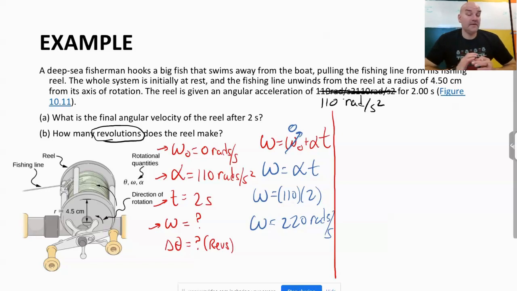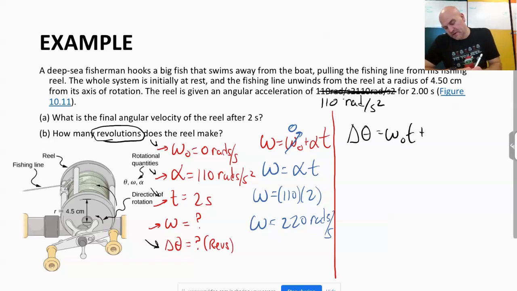Now we could use that if we want to, or we can simply assume that this is wrong and move into a separate equation. So in the second one, I have omega 0, alpha, t. Now I'm looking for delta theta. So what are we missing that we don't care about? In this case it would be final velocity. So what equation am I going to use? The only equation that doesn't have final velocity is delta theta equals omega 0 t plus 1/2 alpha t squared.